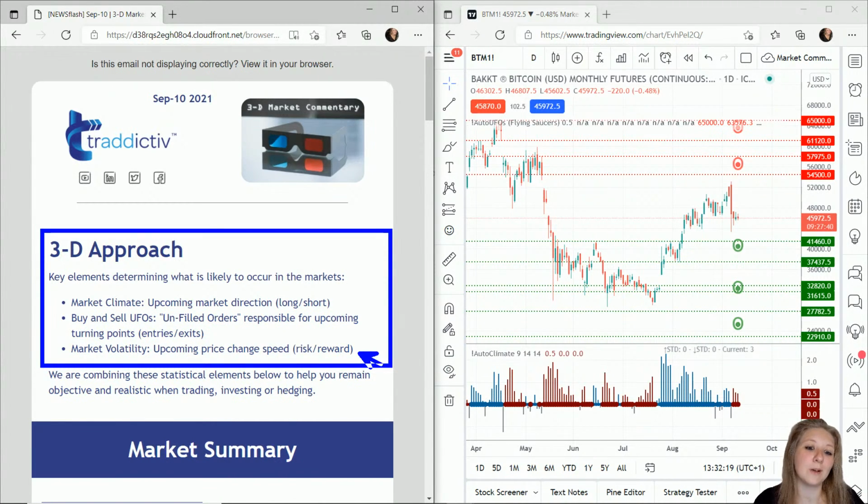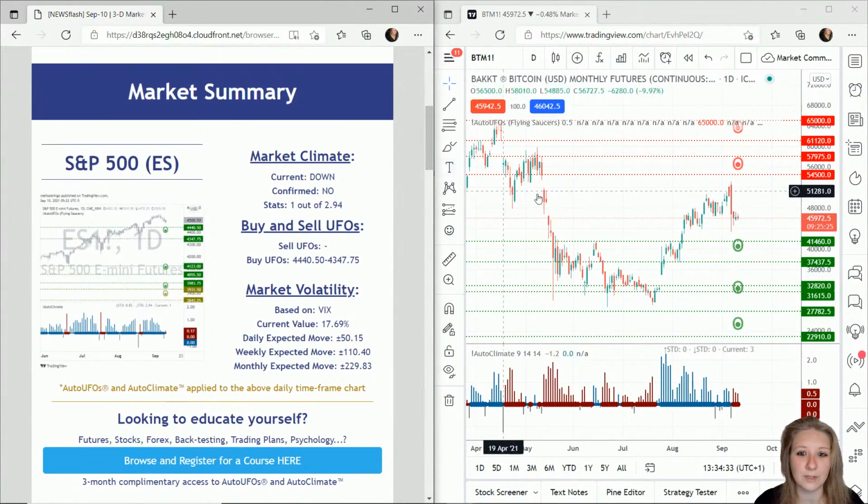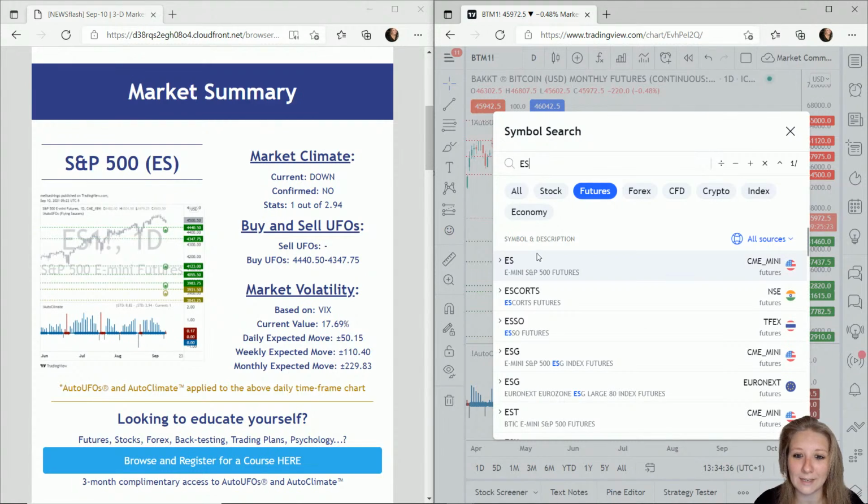Then we want to look at market volatility, which is basically how quickly do we expect these markets to move. So we'll look at each of those elements per market. We're looking at 5 markets. We're looking at daily charts for each of them. So different things happen on different time frames, but we'll be looking at a daily chart here.